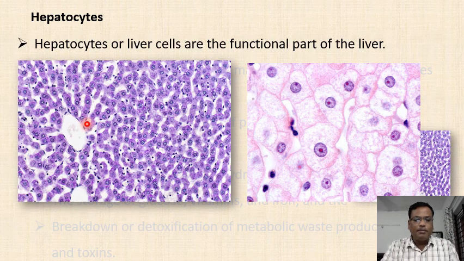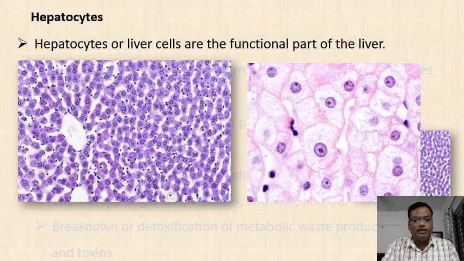Actually what happens is this is the central vein, and in the opposite direction you find the periphery of the hepatic lobule. So the cells are actually arranged in the form of cords, and we call them hepatic cords. So the hepatic cords actually extend from the central vein to the periphery. So this is how the arrangement can be seen.